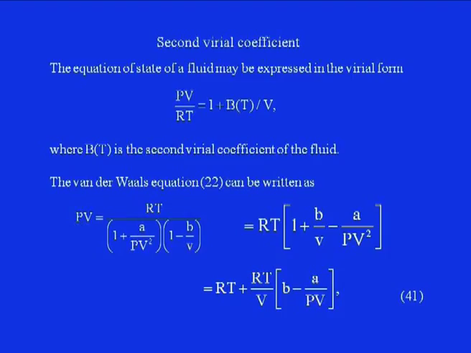From this equation, obviously, if b equals 0 or a equals 0, then it reduces to the ideal equation of state, which it should, because we know a and b cause the deviation from the ideal equation of state. The temperature at which B equals 0 is called the Boyle temperature T_B. We can estimate the Boyle temperature T_B equal to 27/8 T_C.